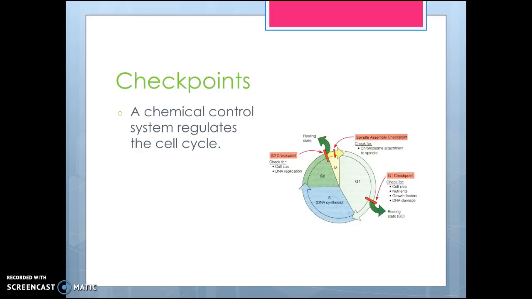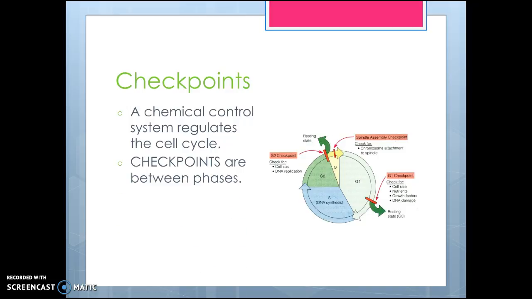There's a chemical control system that regulates the cell cycle, and to regulate means to basically control the cell cycle, or determine whether or not the cell cycle needs to go ahead with cellular division, or if for some reason the cell needs to stop cell division. A cell might stop cell division if something just isn't right. So there's a chemical control system that regulates whether or not a cell continues to divide or stops dividing.